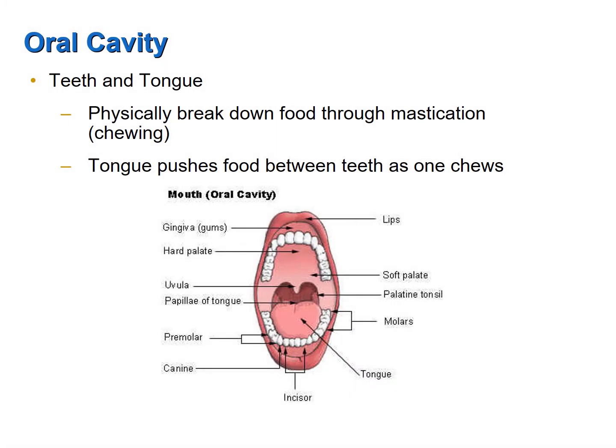The other accessory organs of the oral cavity, the teeth and the tongue, both serve to physically break down food and to manipulate food. The teeth, of course, literally grind the food down through a process called mastication or chewing. The tongue helps push the food between the upper and lower rows of teeth.